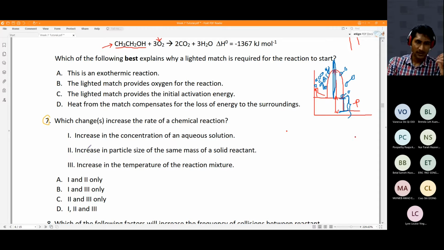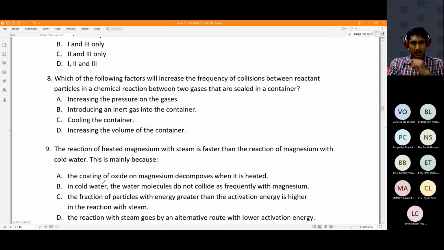Yesterday we have already seen it, so I don't need to express more. Increase the concentration, yes, of an aqueous solution. Increase the particle size of the same mass of solid reactant. Does it make any help? Bigger particle size means smaller surface area, so it will not help. Only 3, yes. 3 will increase the temperature. To some extent, it will help. So 1 and 3.